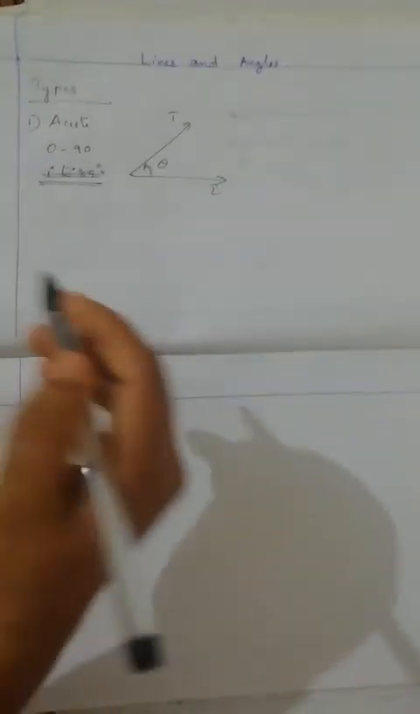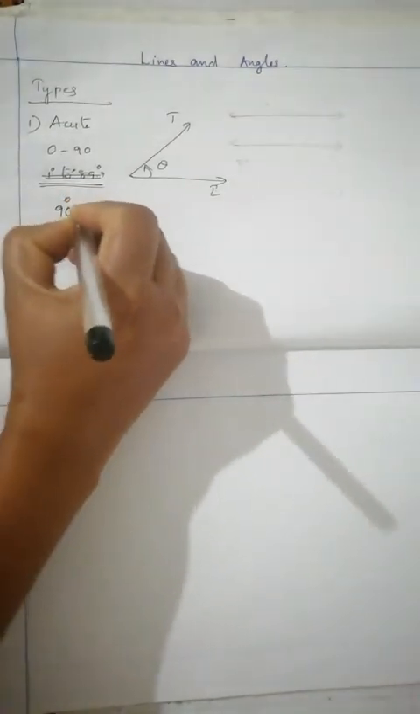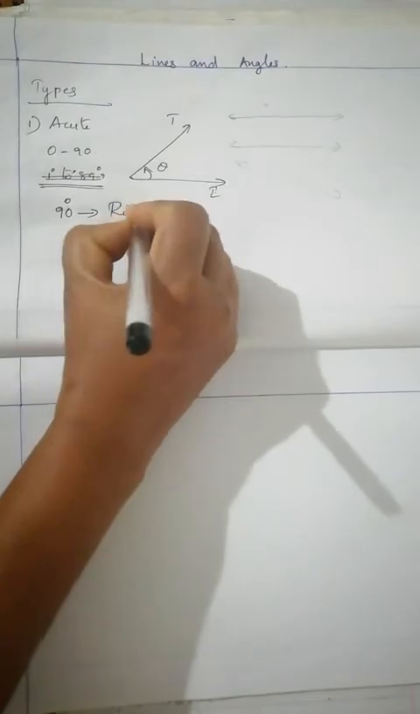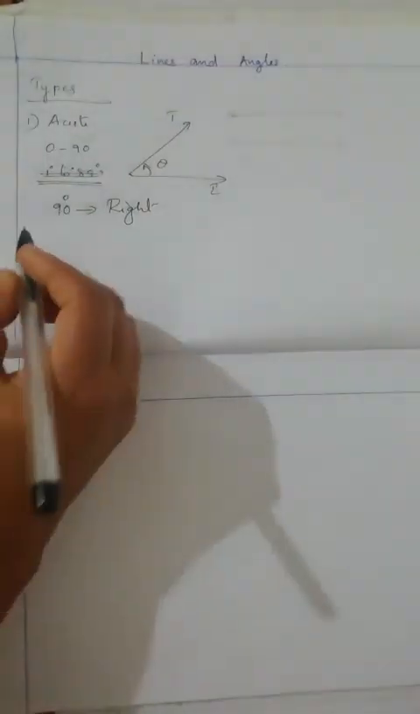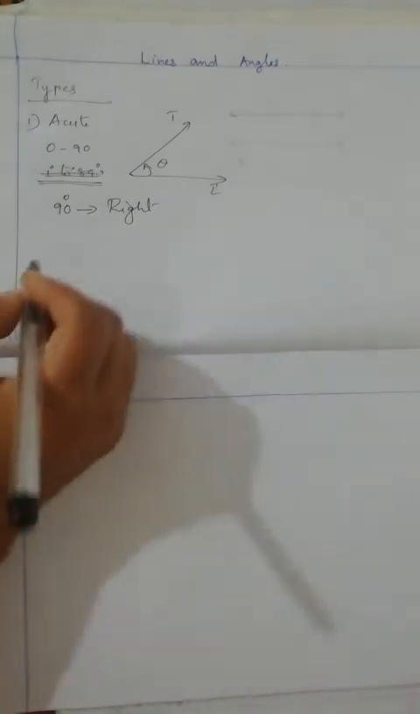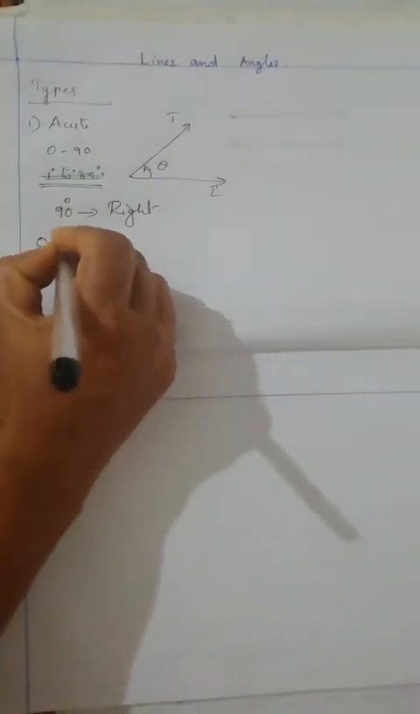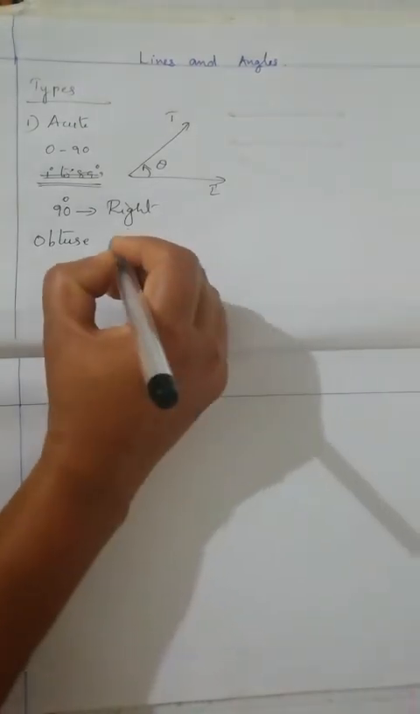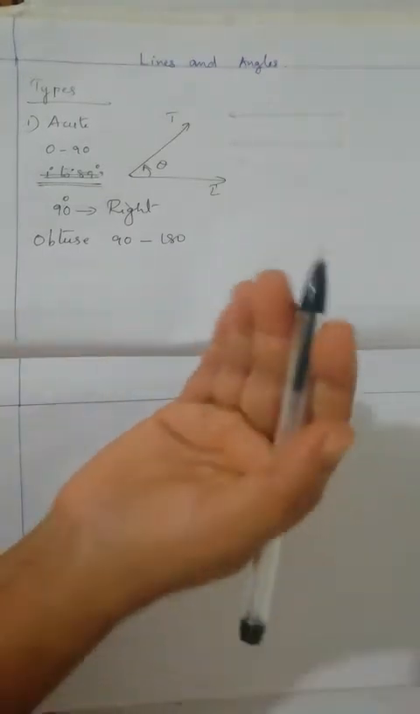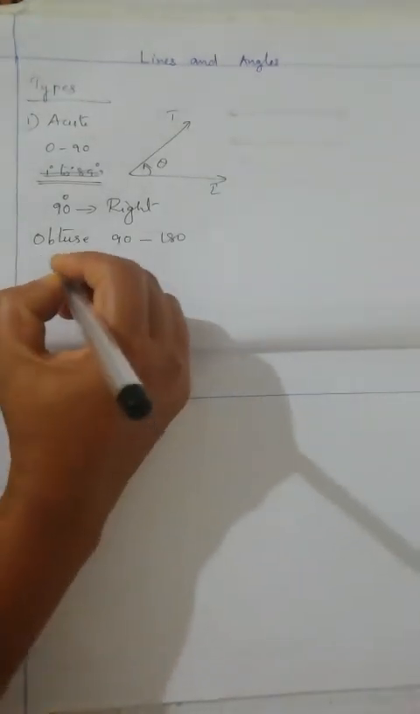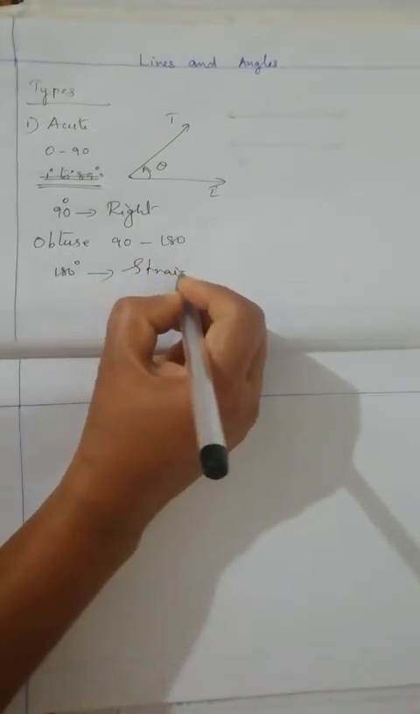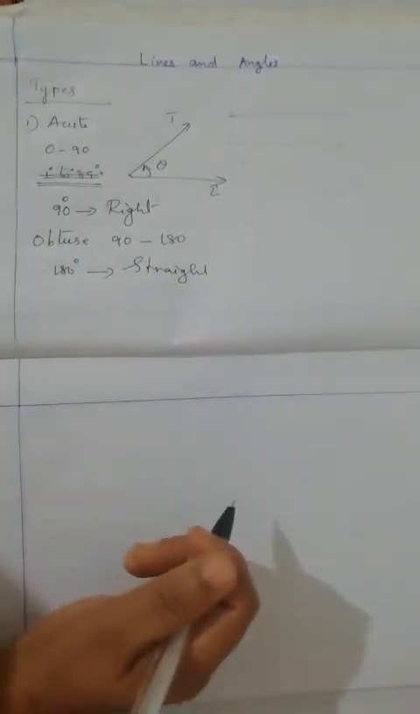Then what about right angles? If it is exactly 90 degrees, we call it a right angle. Next, we studied the obtuse angle. An obtuse angle is an angle whose measure is between 90 and 180 degrees: 91, 92, 93 like that. Below 180 degrees, all the angles are obtuse angles. Then exactly 180 degrees we call a straight angle.